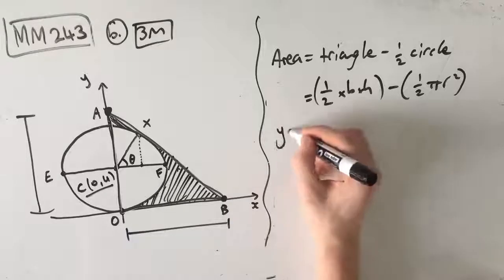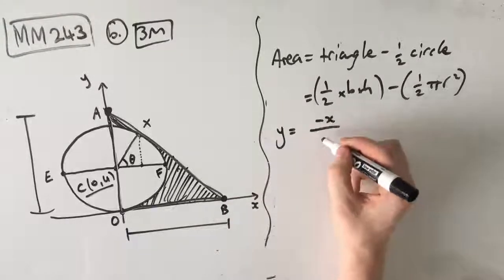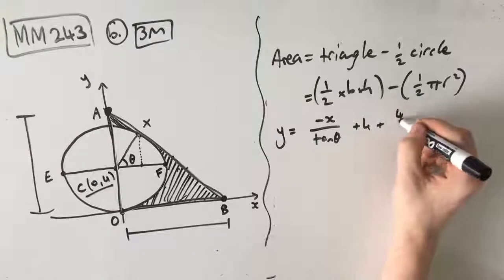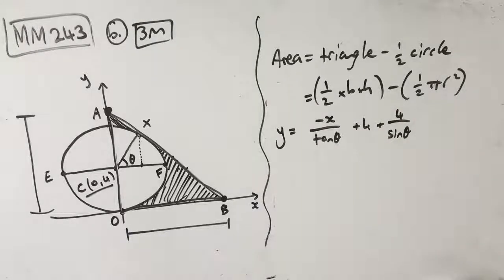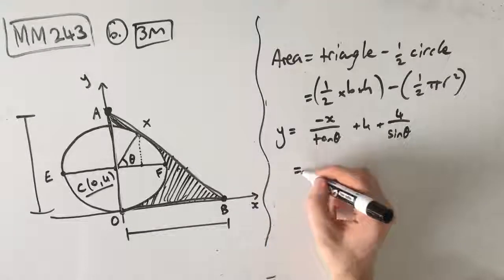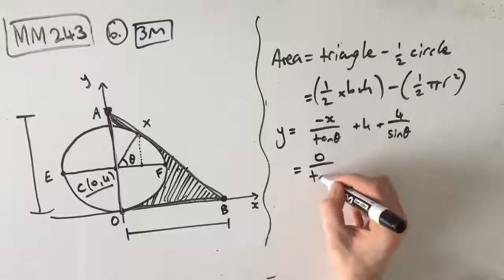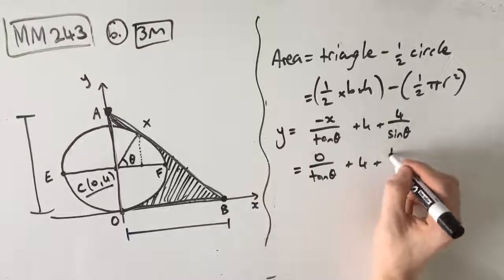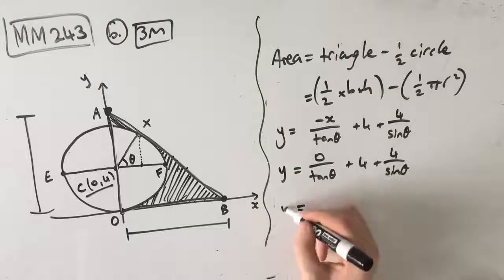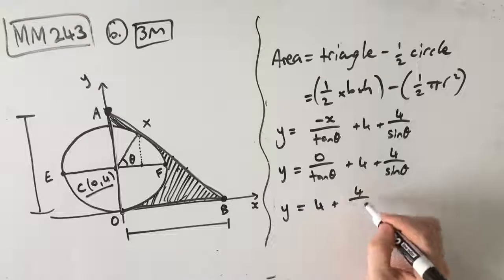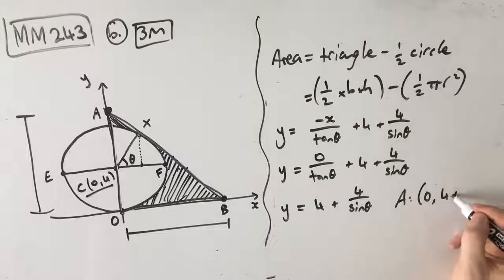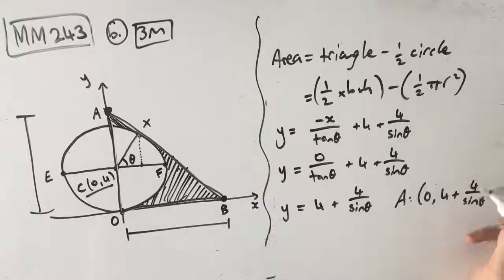So our equation of our line is y equals -x over tan theta plus 4 on sine theta. And if we're trying to find the x-intercept, or let's start with the y-intercept, we let x equal 0, right? So we get 0 over tan theta plus 4 on sine theta, which means that our y value is equal to 4 plus 4 over sine theta. So A occurs at (0, 4 plus 4 over sine theta).